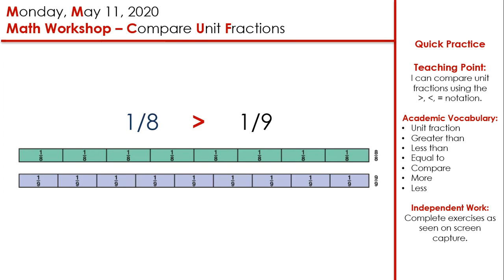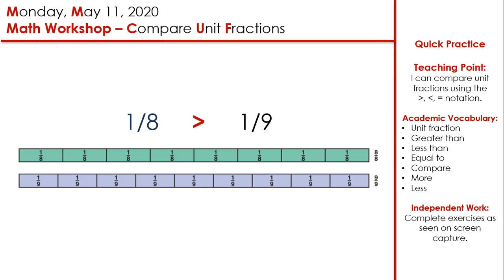Today, you are going to be working with a situation where you need to compare unit fractions. In this case, we have 1/8 being compared to 1/9. So which one is greater? As we saw before, the fewer times we divide any whole, the greater these pieces will be. Since 1/8 is only divided 8 times, and on this side we have the whole being divided 9 times, then that means that on this side, 1/8, the pieces will be bigger.